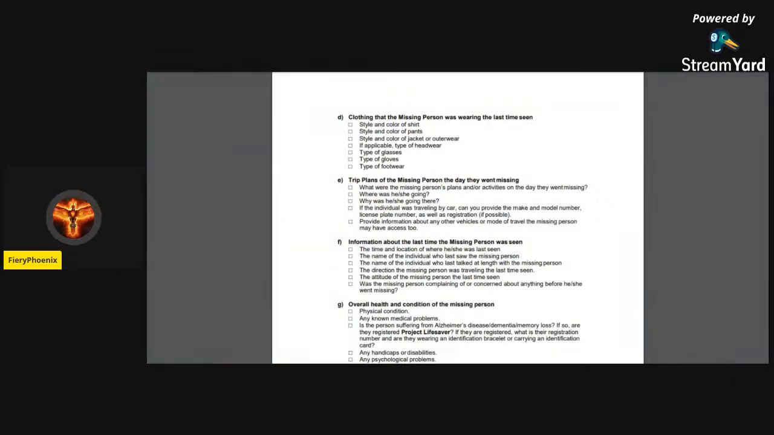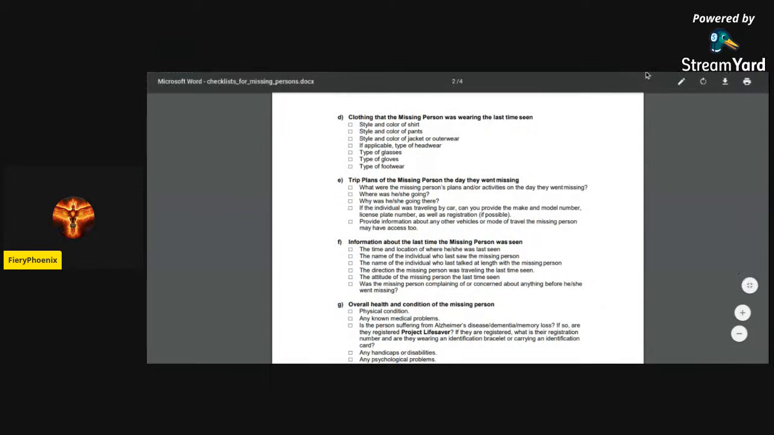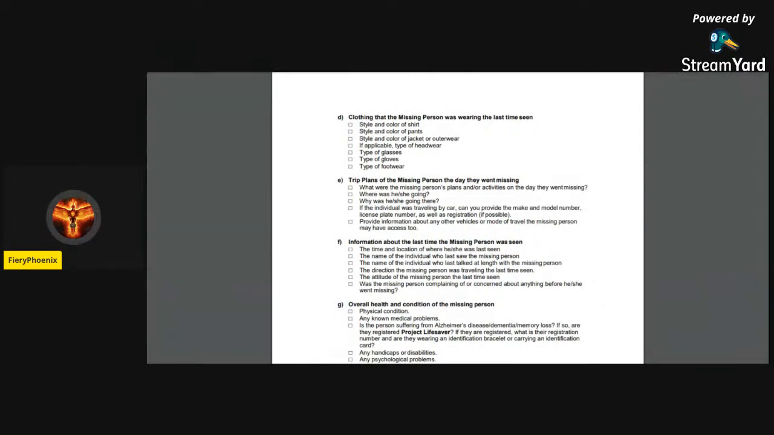If the individual was traveling by car, can you provide the details, make, and model of the car and the license plate number, as well as registration? Now, the make and model, that would be pretty easy. License plate, I think that will be hard. What do you think? I think it will be hard to do. And registration, I don't know.